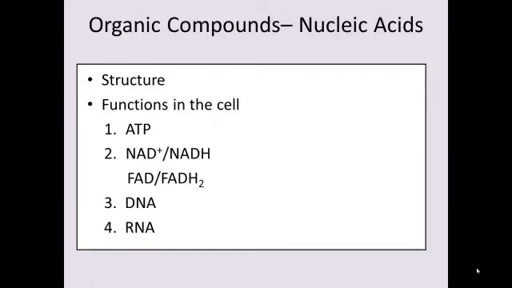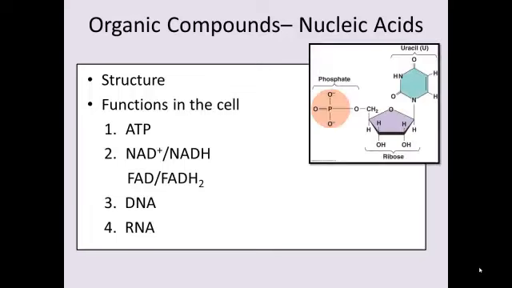As far as structure, nucleic acids are made up of nucleotides. These are the monomers of nucleic acids. Nucleotides are composed of a 5-carbon sugar, a ribose, and you have a nitrogenous base. See the nitrogens. We generally abbreviate that as just a base. And you can change these bases to make the different nucleotides. There's 5 different bases. We'll talk about those later.